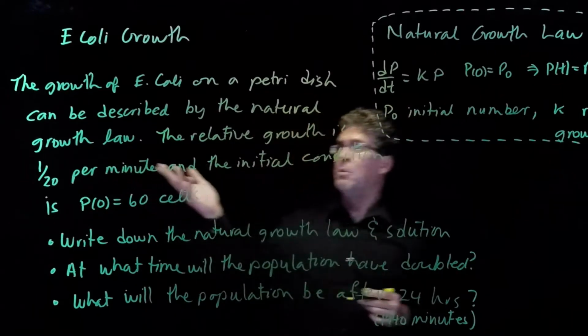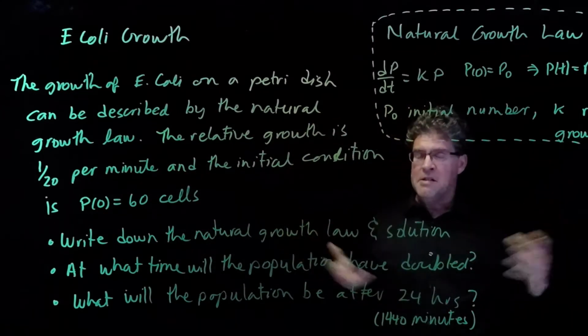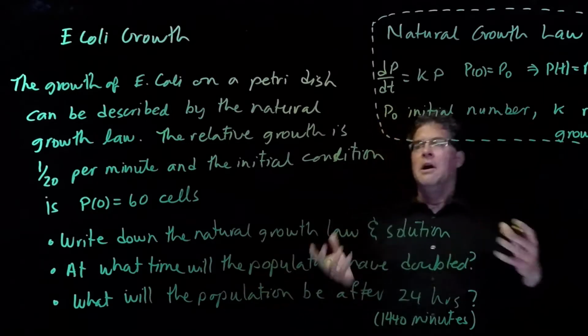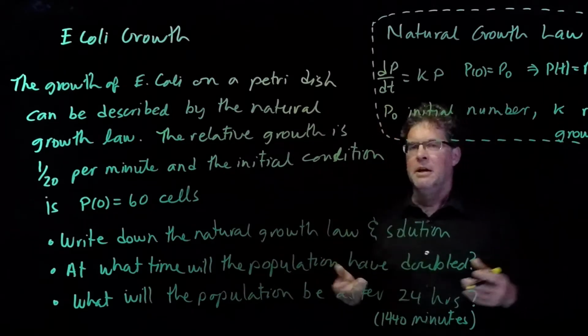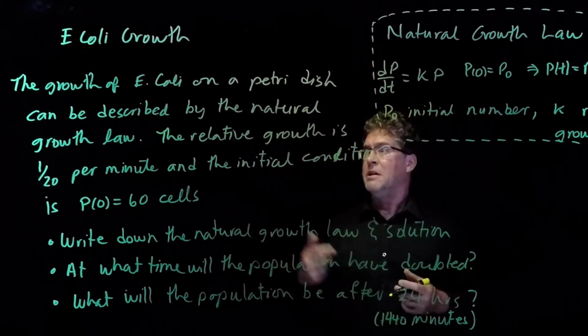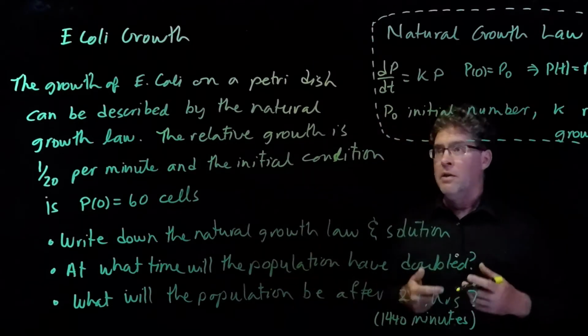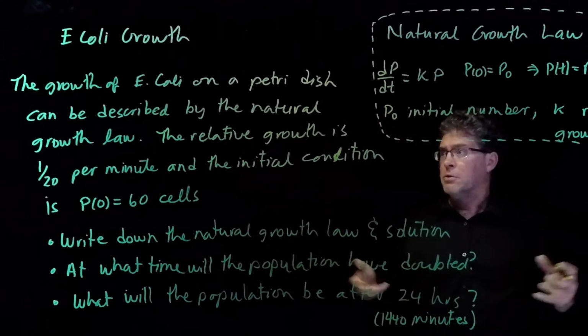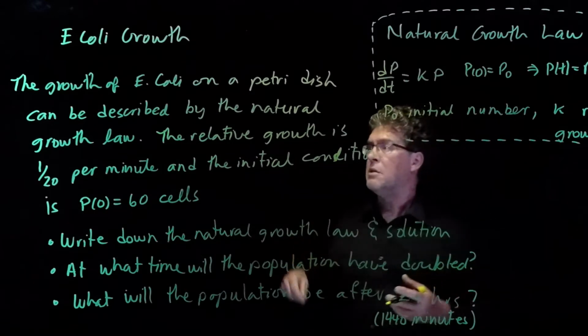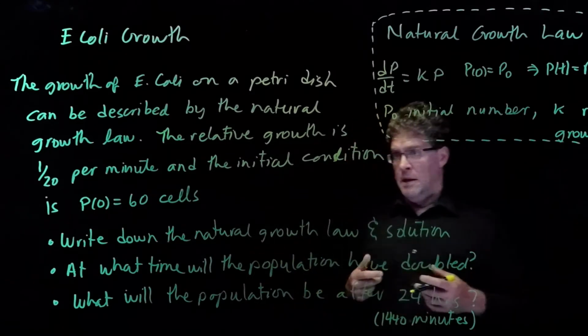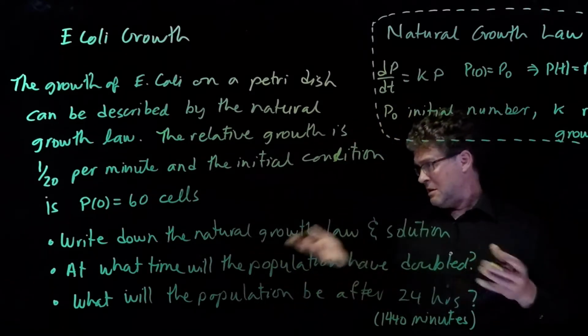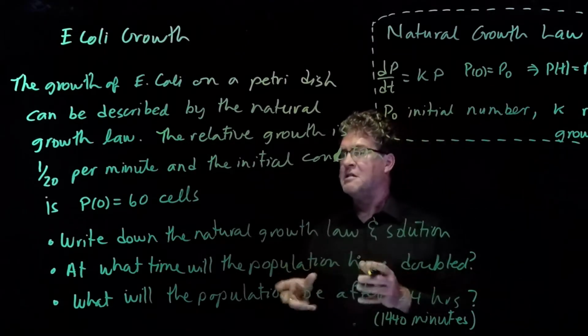And so we have an example here of E. coli. E. coli is a canonical example of something that can grow very quickly on a petri dish. It can be described by the natural growth law, and the relative growth is about 1/20th per minute. And so the initial condition in our case is P0 is 60 cells.